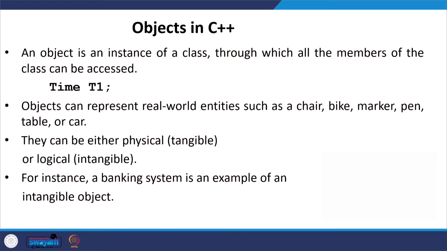So, welcome to lecture 2, introduction to object oriented programming. In the last lecture we talked about the basic introduction to objects and classes, and here I will start with what we mean by objects in, let us say, C++ or any object oriented programming. An object is nothing but an instance of a class.